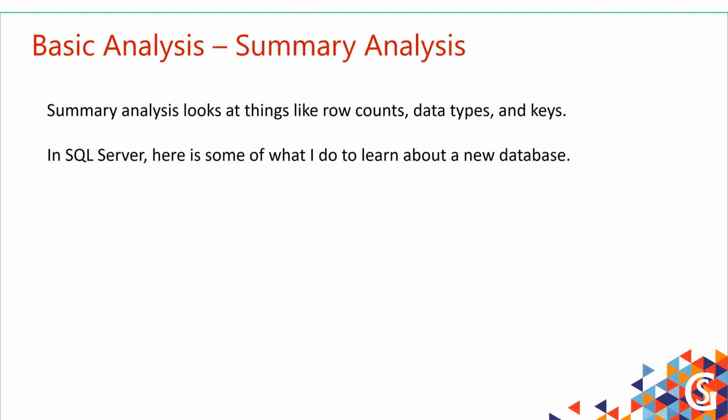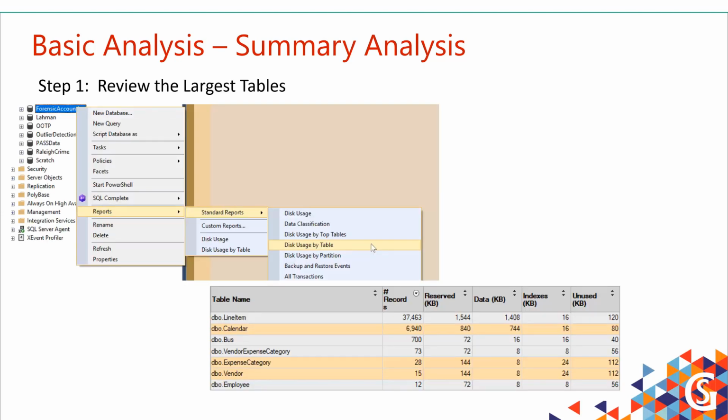Within basic analysis, I've got a few things listed here. Summary analysis is the initial part. I'm looking at things like row counts, data types, and keys. So when I have a brand new database, I know nothing else about it. I'm going to pop open Management Studio, go to the reports. So right-click on the database, go to Reports, Standard Reports, and then Disk Usage by Top Table. I can sort that, and it'll give me a result that looks a bit like this.